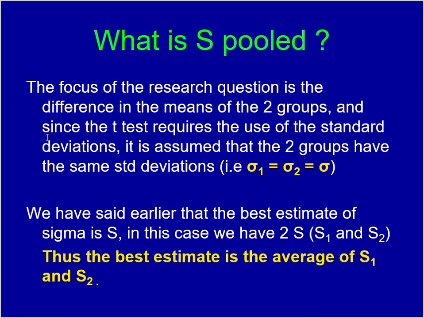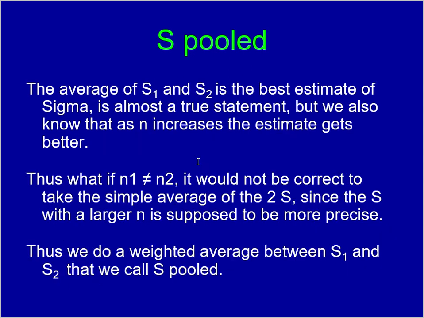And here I try to explain what the S pool is, which I kind of did in the previous video. This is where your S1 and S2, both of them, are trying to estimate the same parameter, sigma. So you have two estimates trying to estimate one parameter, which is sigma. So instead of having two estimates, it's better to pool them together, to put them together to get only one estimate.